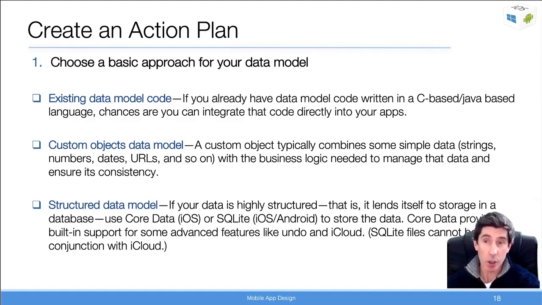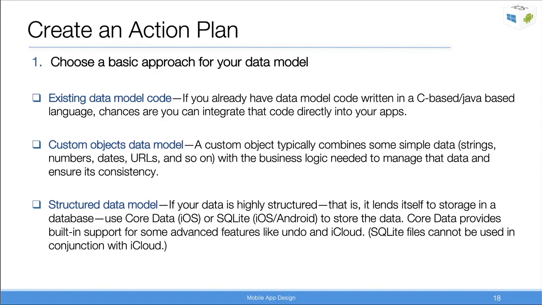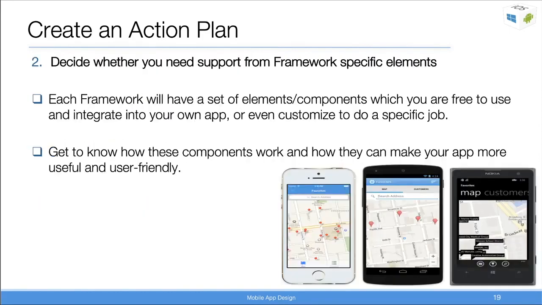We have our custom objects data model. So a custom object typically combines some simple data, so strings and numbers and dates, etc., with the business logic needed to manage that data and ensure its consistency. So you would go off and develop this custom object yourself within your application. And the last one there, a structured data model. This is if you're looking at a database backend, so you can use Core Data or SQLite, or now there's Room as well within Android. So these are the three main types of approaches you can take when deciding on how to manage your data, okay? You can use an existing data model that you already have, you can build a new one, or if it's going to be quite structured, you can work with a structured data model as well and have your database backing it, okay?